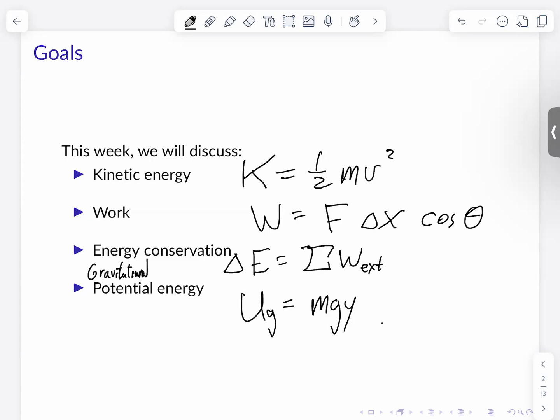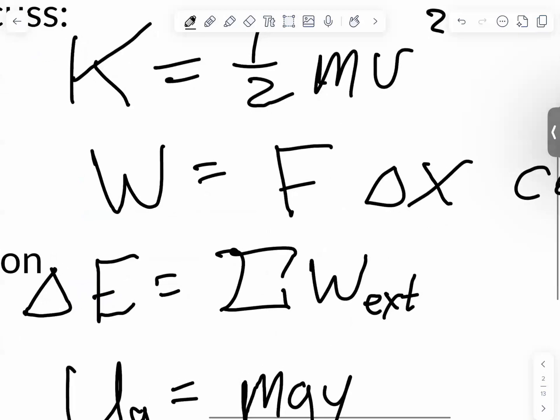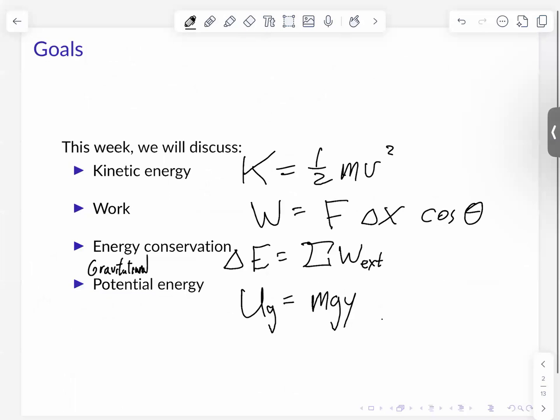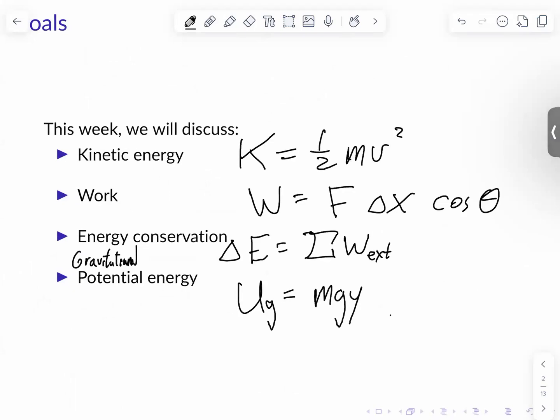MGY, McGee, MGY. Work, not weight. Yeah, very important. This W is not weight. Whether it's weight or work is going to be very clear. We only use weight and force methods. We only use work and energy methods, and they're, as we will discuss, perpendicular methods. You don't do F equals ma in energy land. UG. U is what I will write potential energies as.